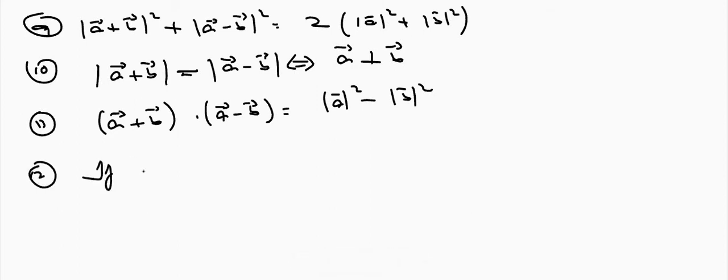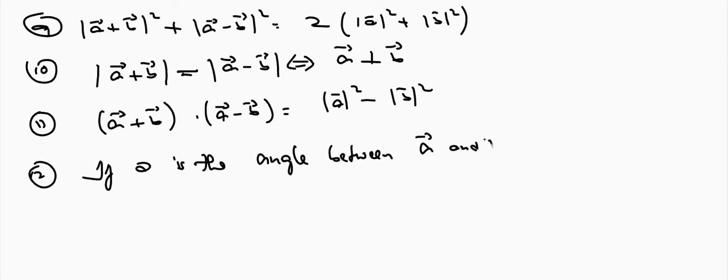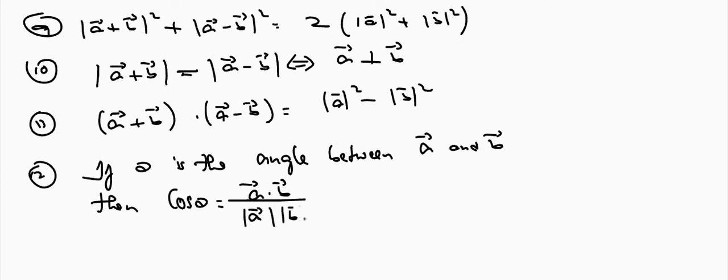Property number 12, if theta is the angle between A vector and B vector, then cos theta equals the dot product of the vectors divided by the product of their magnitudes. To find the angle, cos theta is equal to A dot B by mod A mod B.